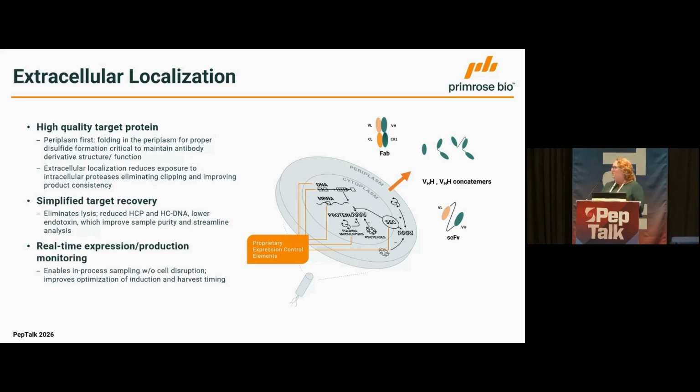Of course, if it's extracellular, we've got simplified recovery. We can just spin down the cells. We've got lower HCPs, no host cell DNA, lower endotoxin, and that streamlines everything. Another potential feature is real-time expression monitoring. So we can just pull samples, spin out the cells, and evaluate the titer without having to lyse everything.